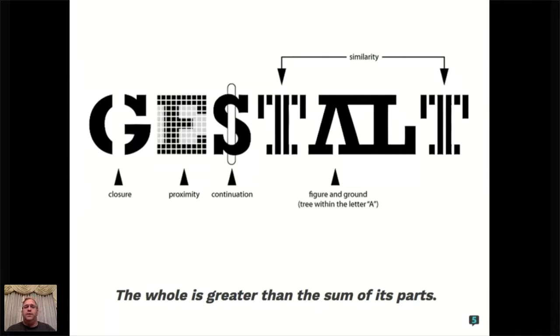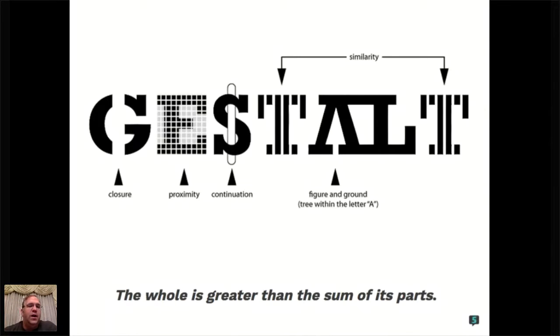a perceptual movement in psychology, how we perceive things. Gestalt is the German word for whole or image. And the phrase we often use with it is the whole is greater than the sum of its parts. In other words, we have a tendency to see wholes, we tend to see images when in fact they don't really exist. So for example, here I have an example of closure. Closure is where our brain kind of closes or completes an image when in fact there is nothing to complete.